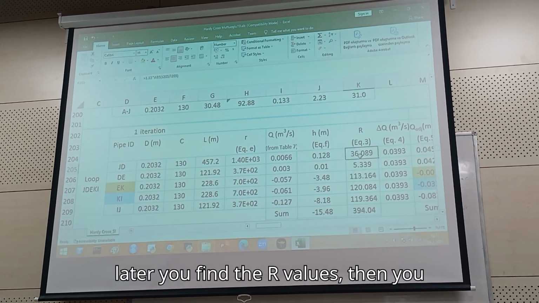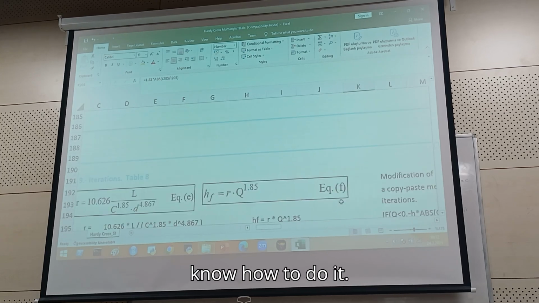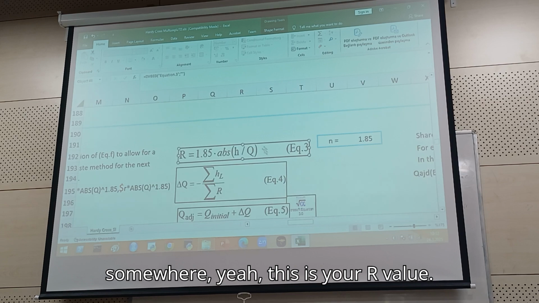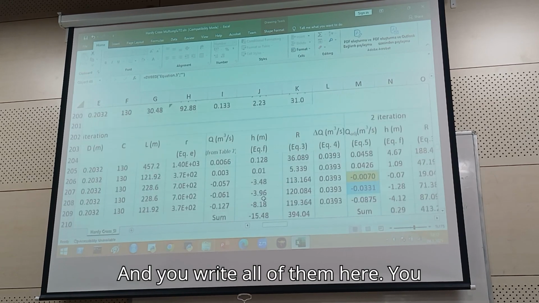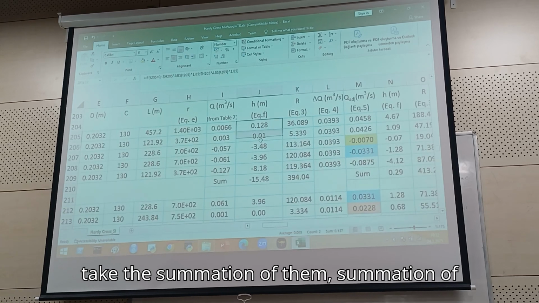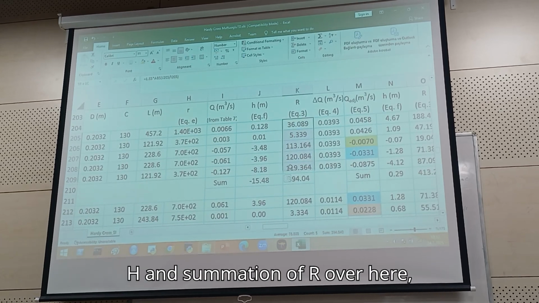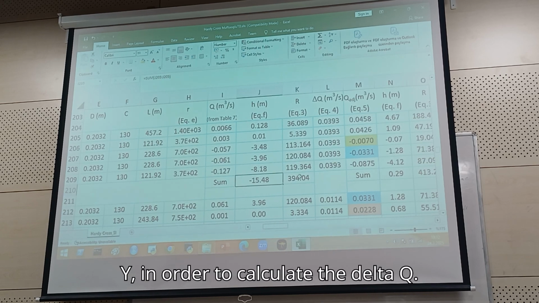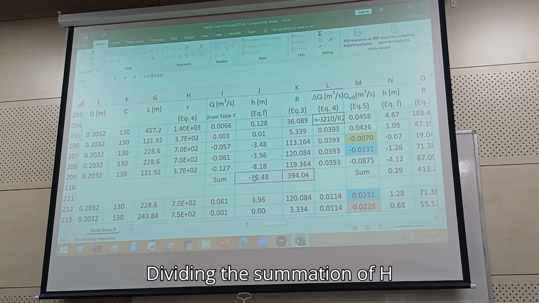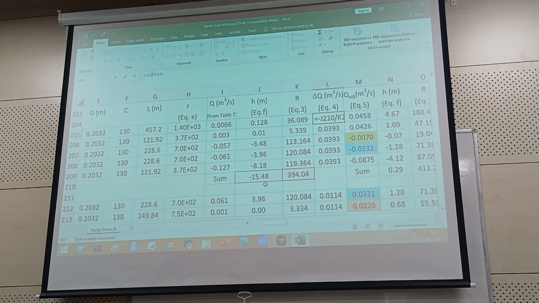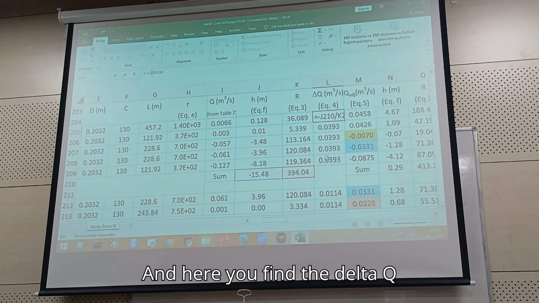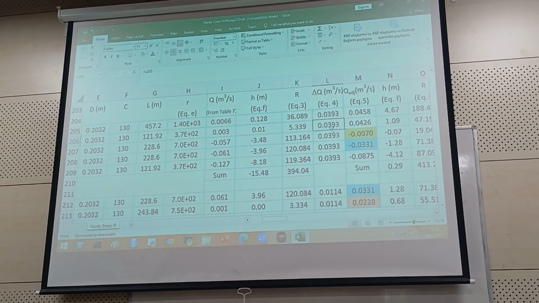And later you find the r values, then you know how to do it. Where was it? We did somewhere, yeah. This is your r value, and you write all of them here. You take the summation of them, summation of h and summation of r over here. Why? In order to calculate the delta q. How is delta q calculated? Dividing the summation of h by the summation of r's, okay? And here you find the delta q value.